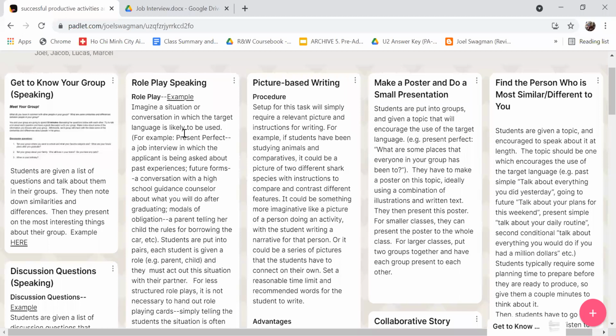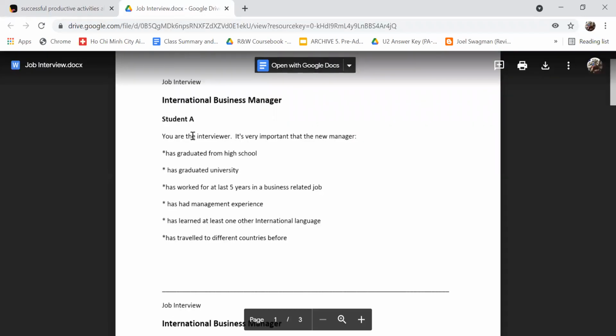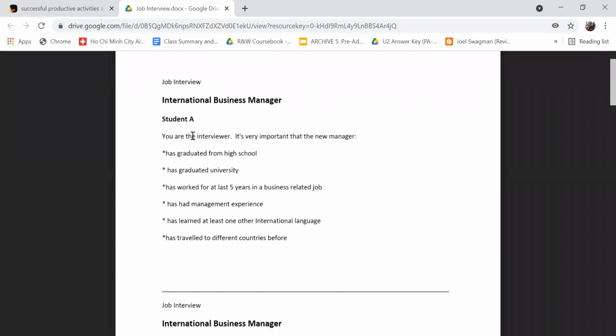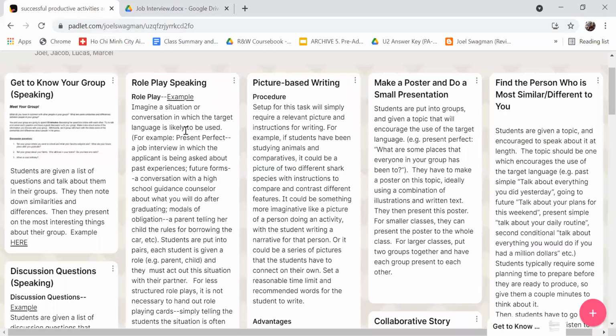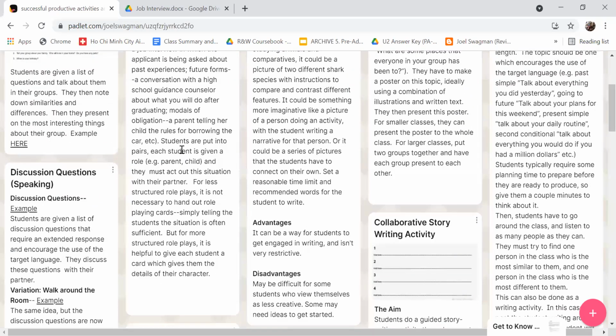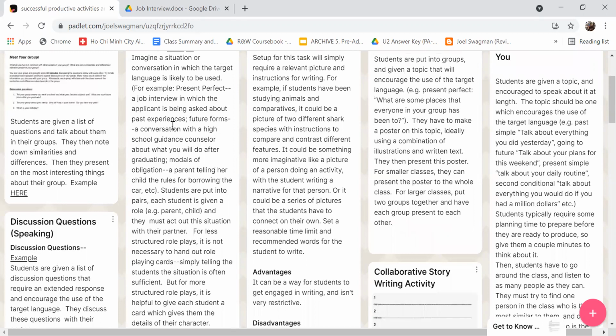So this is really great for grammar points, potentially, if it's a productive part of the end of the grammar lesson. This one in particular here is set up for present perfect, for talking about past experiences, but it could be used with a number of different grammar points depending on the situation. Future forms for a conversation with a high school guidance counselor, modals of obligation for a parent telling her child the rules for borrowing the car, etc.